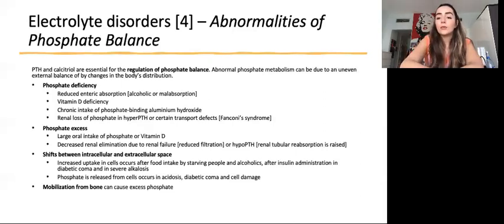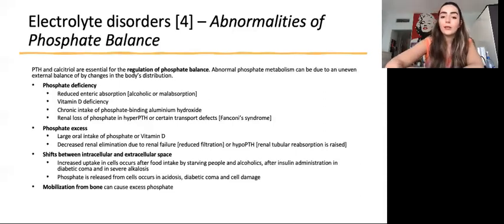Lastly, an excess of phosphate can also occur from its mobilization from bone, unless its renal elimination is stimulated at the same time. In renal failure or skeletal demineralization stimulated by hyperparathyroidism, this can lead to hyperphosphatemia, as I mentioned before.